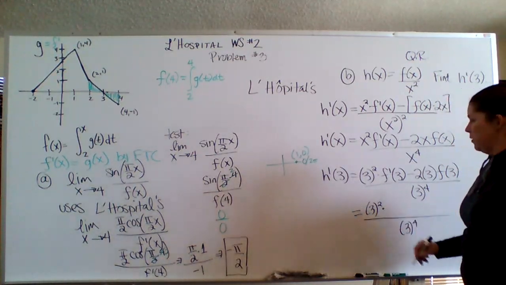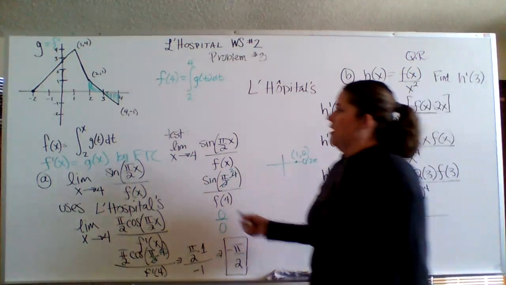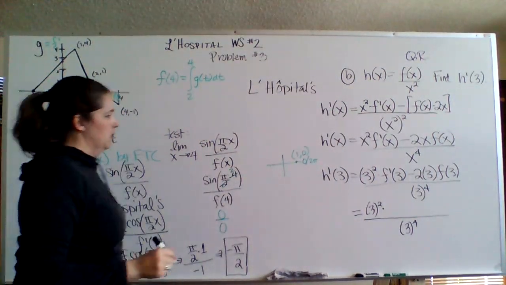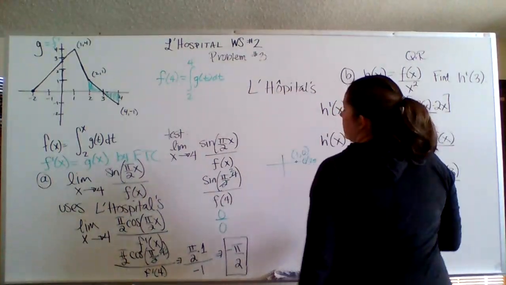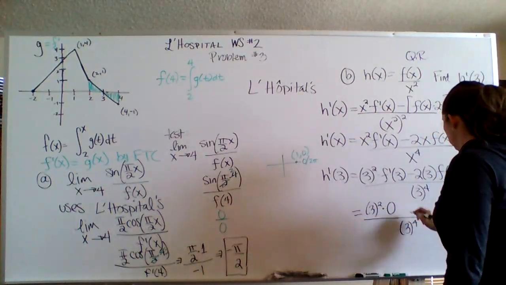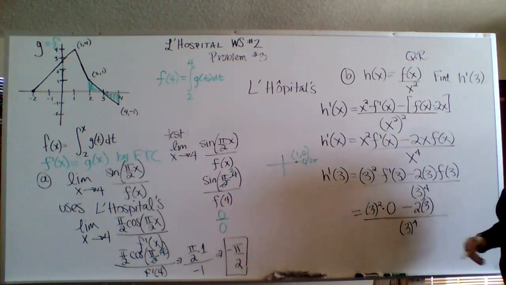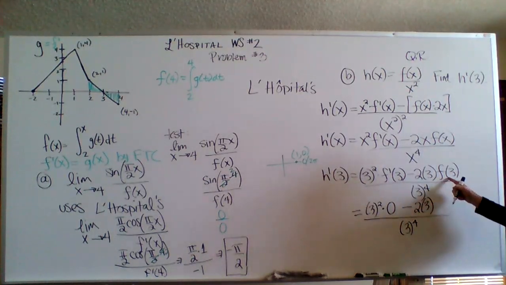But we do need to pull f prime of 3 off the graph. But remember, this is the graph of f prime. It's the same thing as the graph of g. And right at 3, it looks like we have a value of 0. You don't really have to do 2 times 3 to give you 6. If you did, it would be okay, but you can't make an arithmetic mistake there.